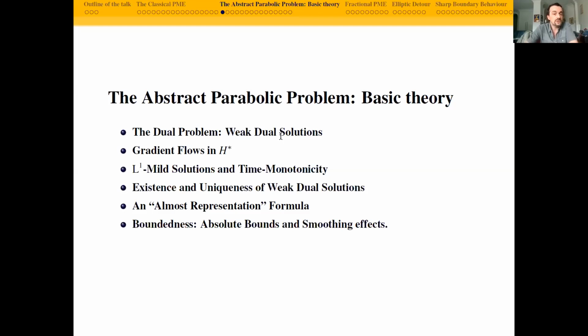I would like to revise quickly what we did yesterday, just to remind what we were doing, and then to see what is the advantage of using these weak dual solutions. There is a clear advantage, and I will explain it at the blackboard. I will make a couple of proofs.